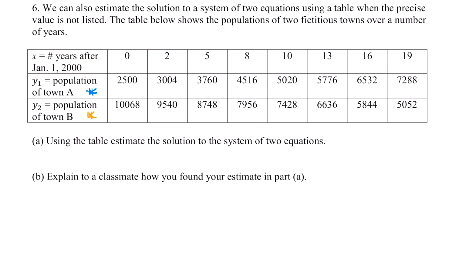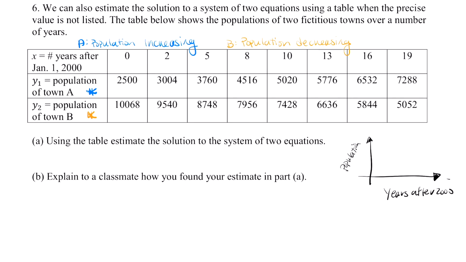All right, now that said, in 2000, town A had 2,500 people, and then it goes up to 3,037, and if you notice, it keeps getting larger. So this population is increasing. Now let's look at town B. For town B, we start off at over 10,000, then it suddenly drops to 9,500, and if you notice, the population is just getting smaller and smaller.